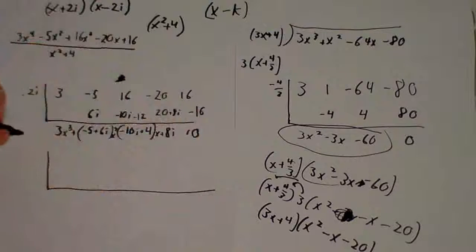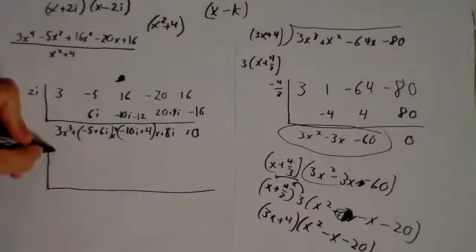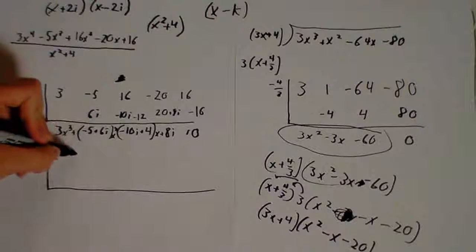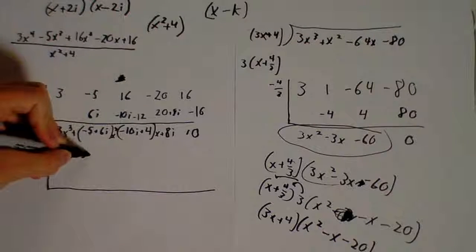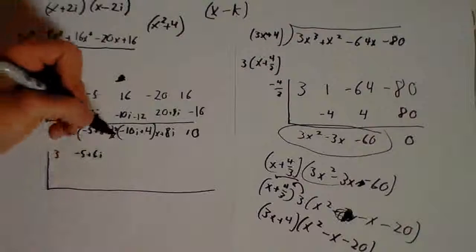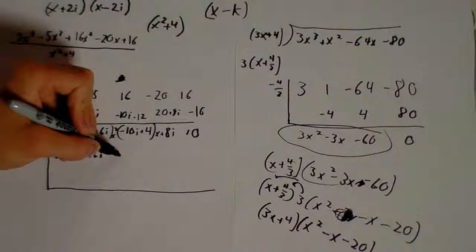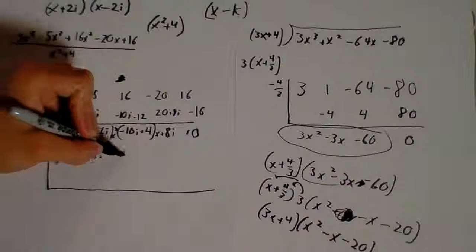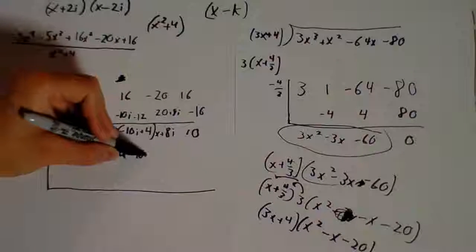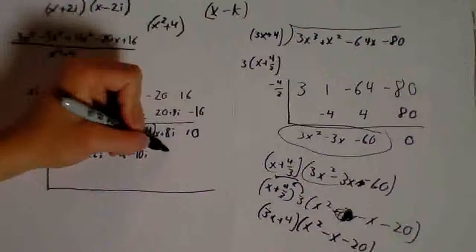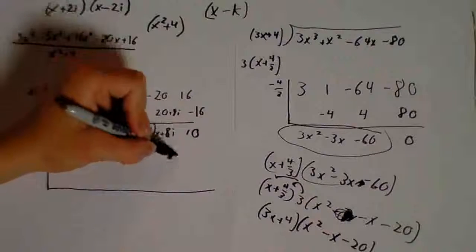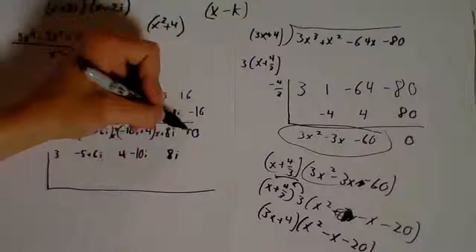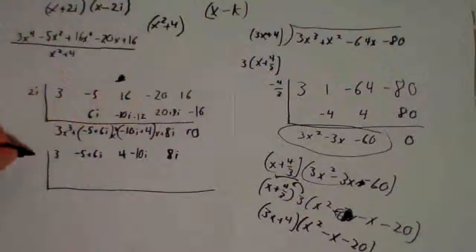And this is the fun part, because our first coefficient is 3, our second coefficient is negative 5 plus 6i, our third coefficient is, well, we'll put it as 4 minus 10i, now it's in correct form. Our fourth coefficient is 8i. And then the 0 is just a remainder, so that's not a coefficient. Now we've got negative 2i as our k. Alright, let's see what happens.